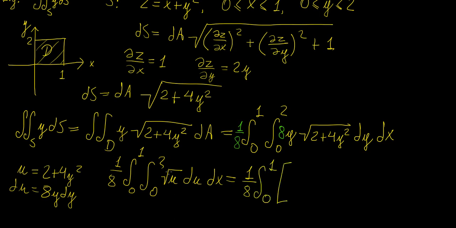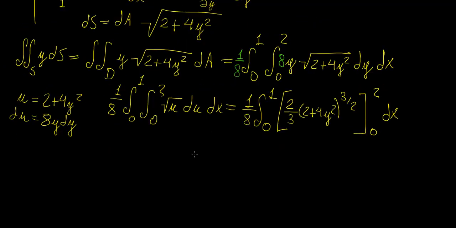Now we integrate this here, so this is going to be u to the power of 3 on 2, so 2 on 3, because we're dividing by 3 on 2. Now u was originally this, so let's write it down, 2 plus 4y squared to the power of 3 on 2. We're going to integrate this from 0 to 2, and then with respect to x. So now we're going to have the following: 1 over 8, integral from 0 to 1.